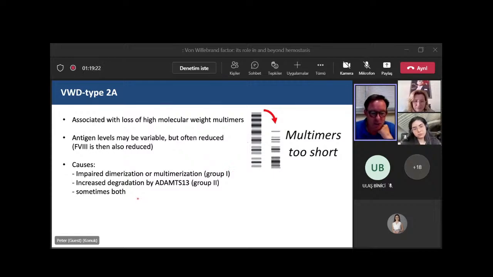From the work by Dr. Haberichter, we also know that some patients who have impaired multimerization also have increased degradation. It's a combination of both.